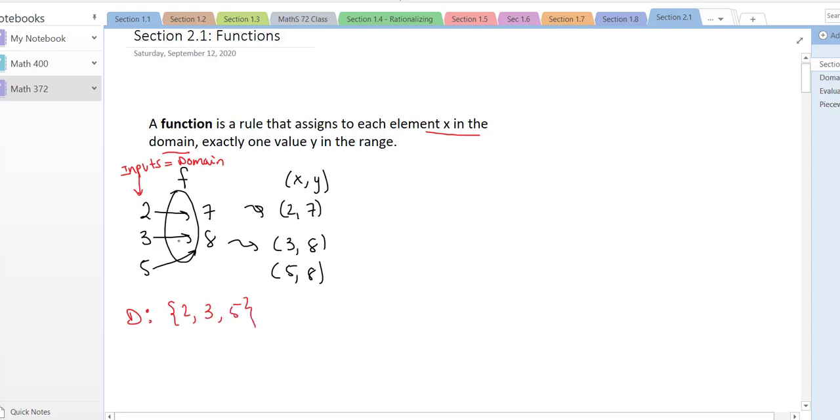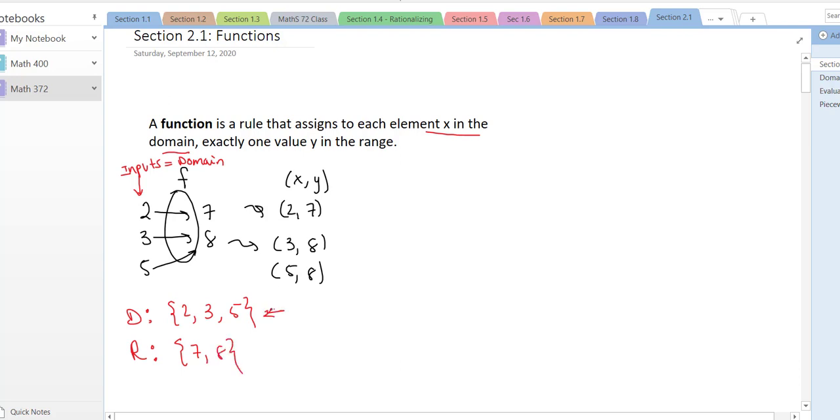And when we look at the outputs, does each input have exactly one output? Yes, 2 only goes to 7. So it only has one output. 3 only has one output, it goes to 8. And 5 also has one output, it goes to 8. Now 8 is a common output, but each input goes to just one output. So this will be considered a function. So the domain will be 2, 3, 5, and the range, the outputs, will be just 7 and 8.